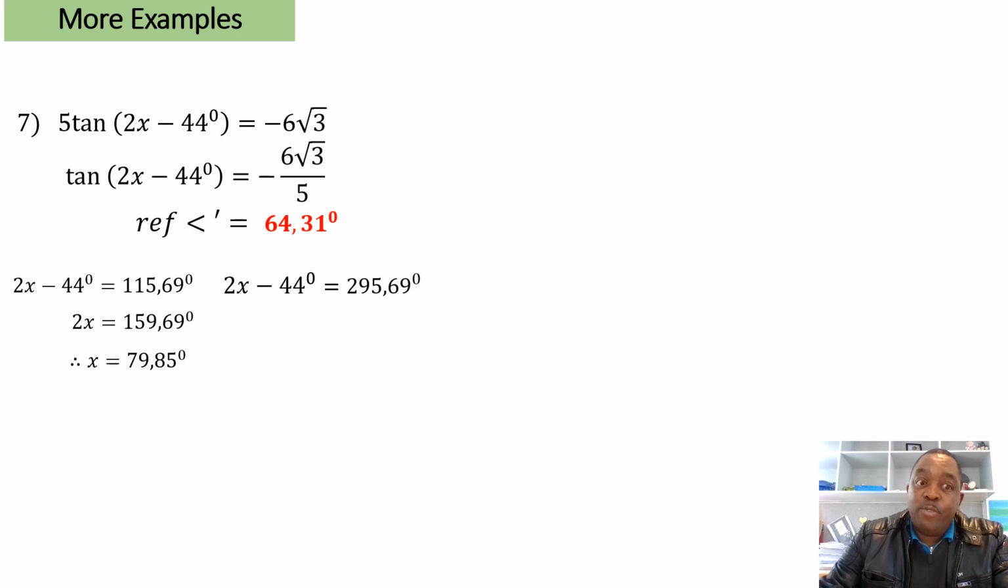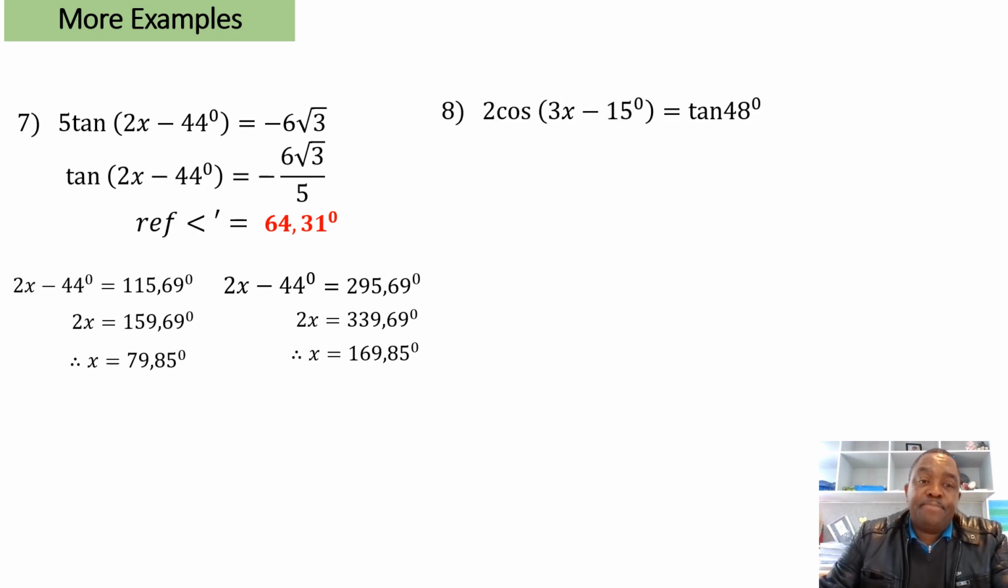Same thing, we use our 2x minus 44 degrees in that quadrant as well, and we use 360 minus the reference angle, and then we manipulate our equation and we get our answer easily. So take note of things like that. Very, very important. Do not use that whole thing of 2x minus 4. That expression is representing our angle, so we take it and use it in the quadrants, and not with the reference angle.